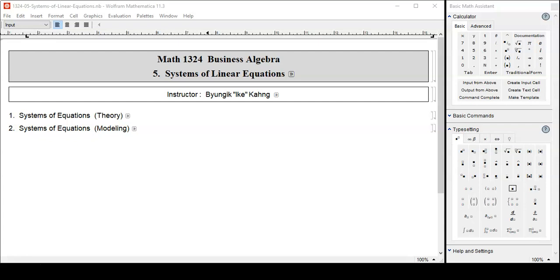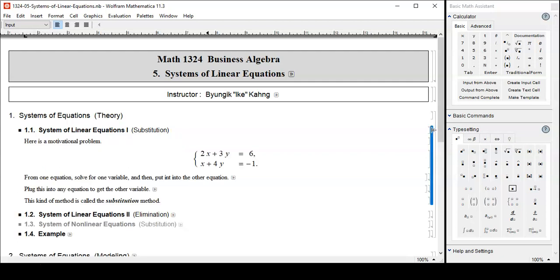Hello students, let's begin lesson 5, Systems of Linear Equations. Previously in lesson 1 and also in lesson 2, we went through various types of linear equations, but they all had one variable per equation, not like this. Here in lesson 5, let's study systems of linear equations that consist of more than one equation with more than one variable. Here's a motivating example.